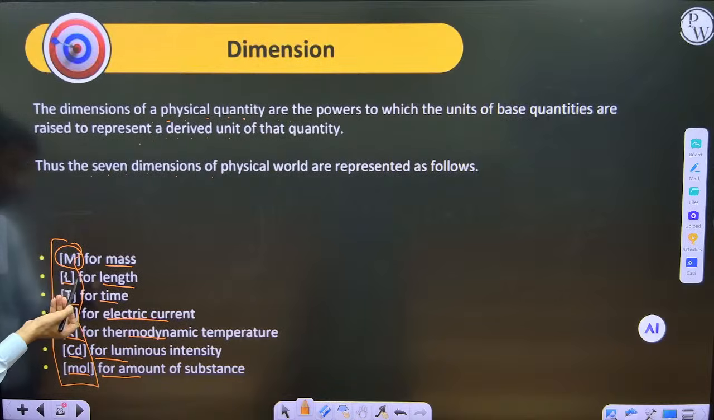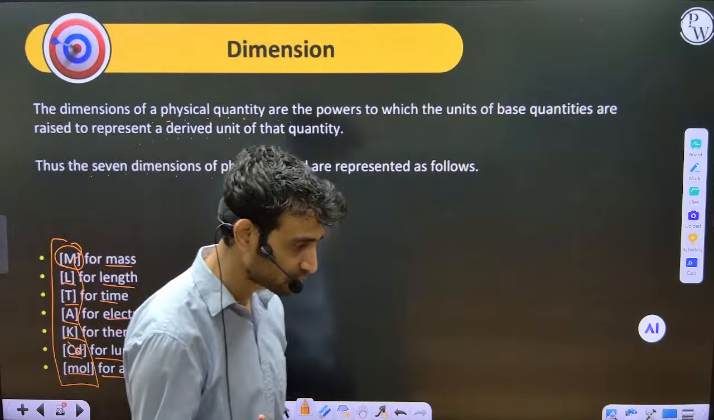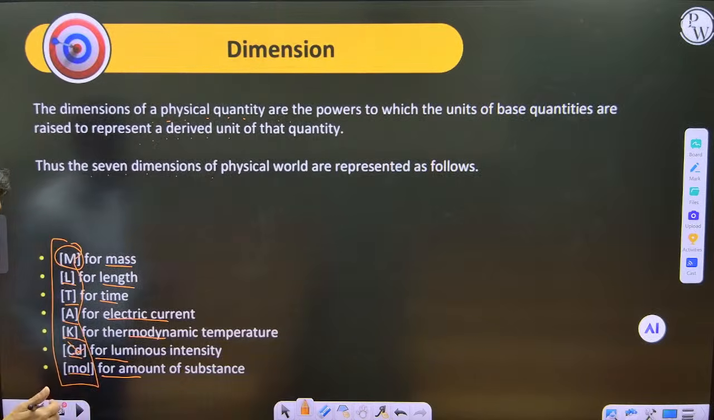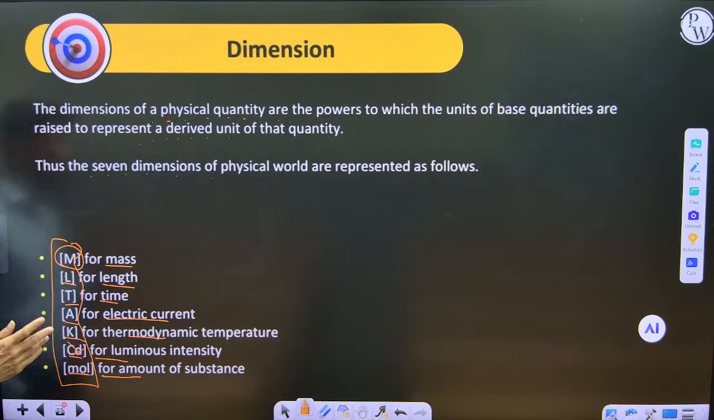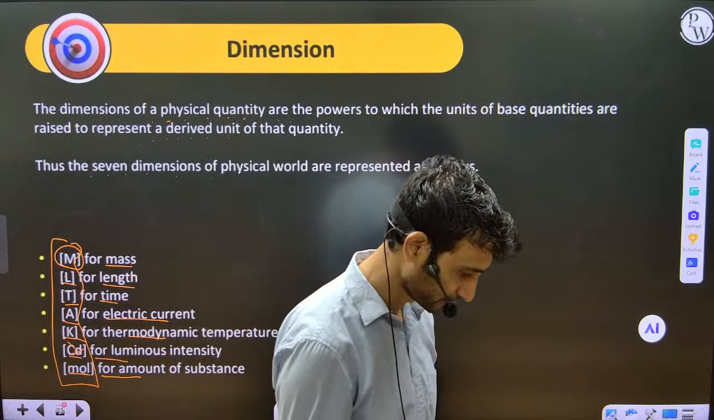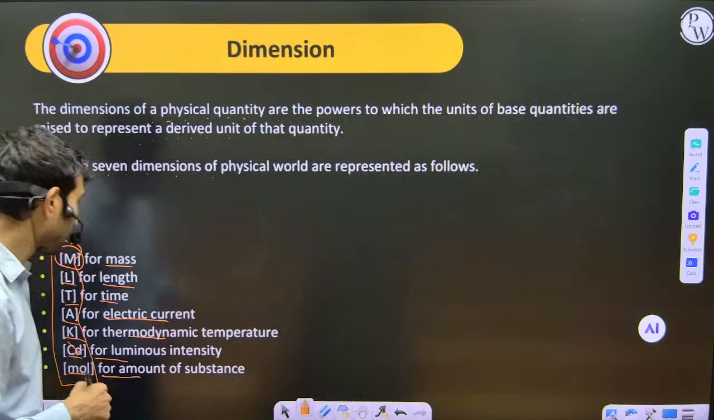M for mass, L for length, T for time, A for ampere, K for Kelvin. CD is difficult anyway. We don't use candela. You can kind of ignore candela, luminous intensity. It's not there in the 11th and 12th syllabus. And mole is self-evident, self-explanatory. If you just remember these, we'll be able to talk about the dimensions. Let's take some examples.